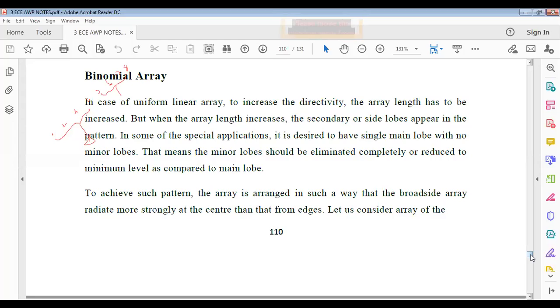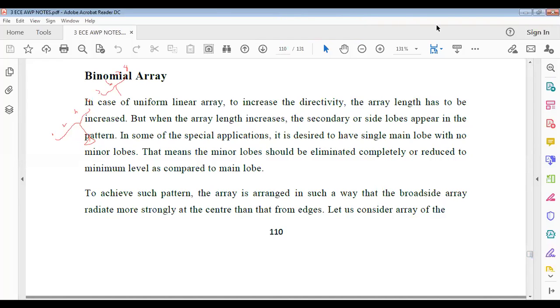See here, binomial array. In case of a uniform linear array, especially to increase the directivity and gain, the array length has to be increased. Just like a multi-stage amplifier, based on how many stages you use, we get the total gain. If you want more gain, we use more amplifiers. Similarly here, if I want high directivity and high gain, then I have to use a large array length.